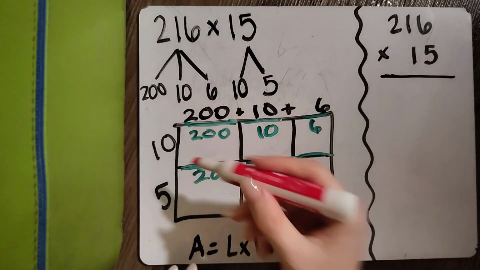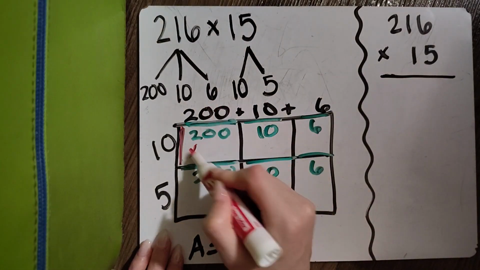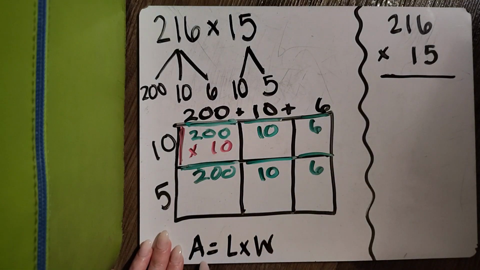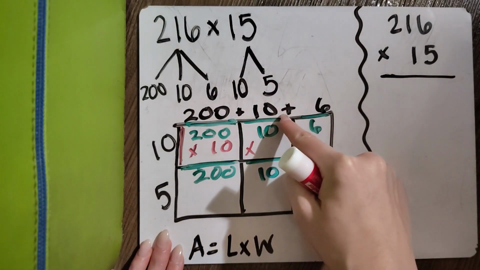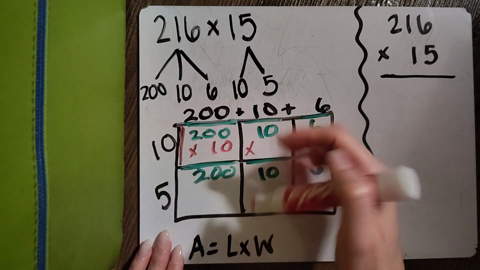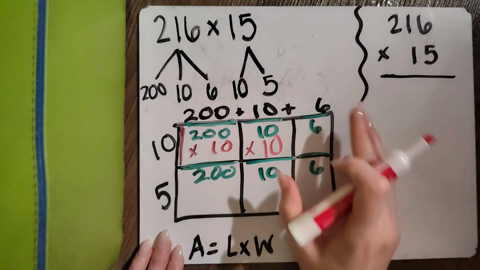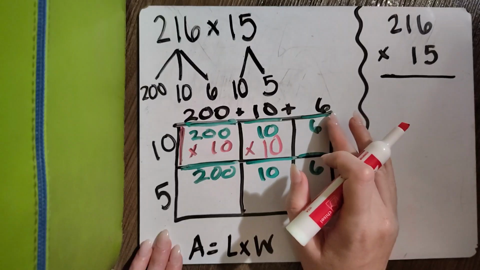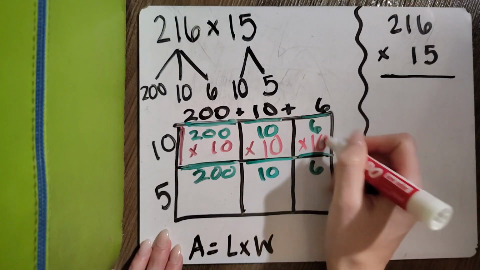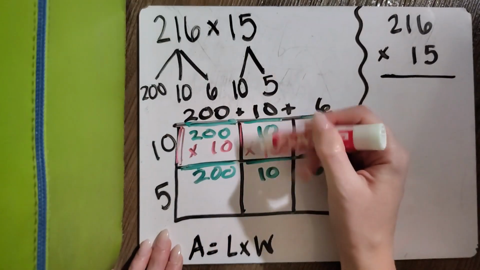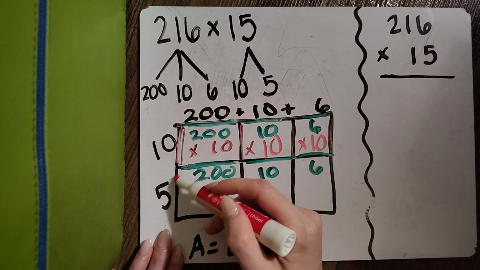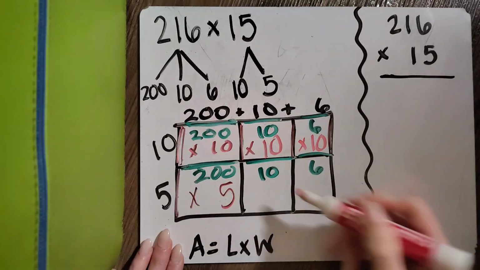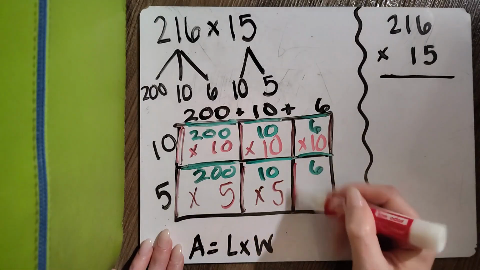And now we get to our width. This has a width of 10. Just like for our area model, we have our length times our width. 200 times 10. Now we have our length, which is 10, times our width, which is 10. Now we have our length of 6 and our width of 10. So because this width is 10, that also means these widths have to be 10. Same with this width. This width is 5. So all of these widths have to be 5 because they're all equal.